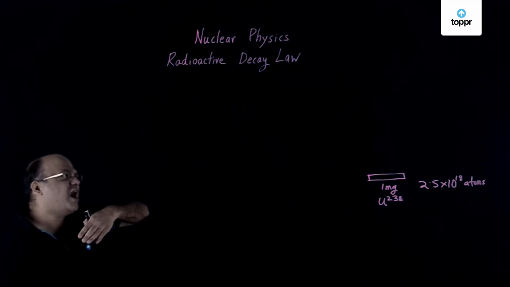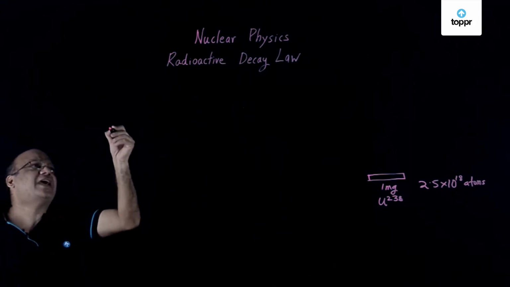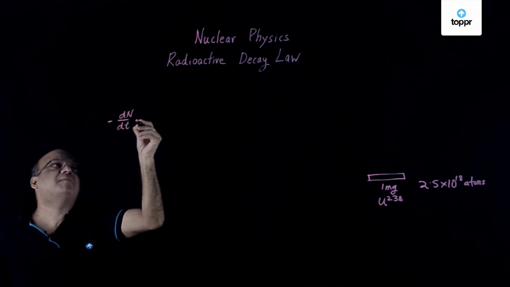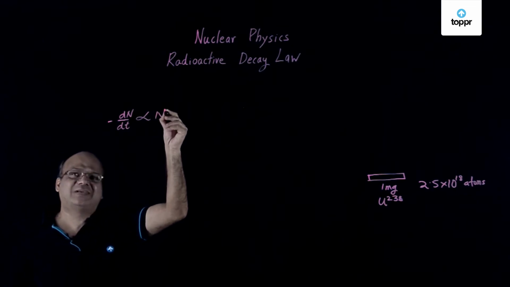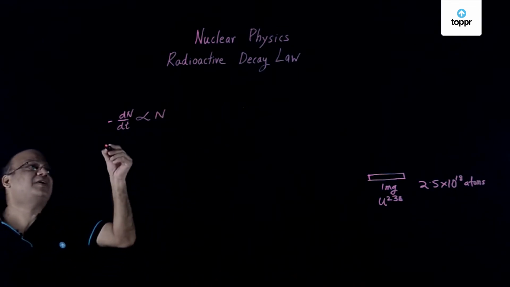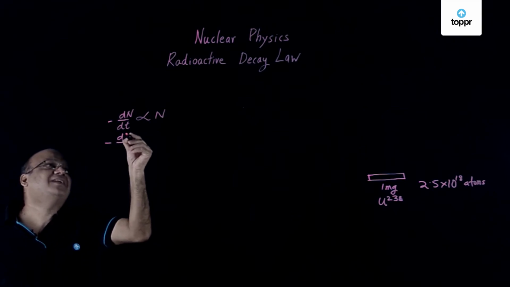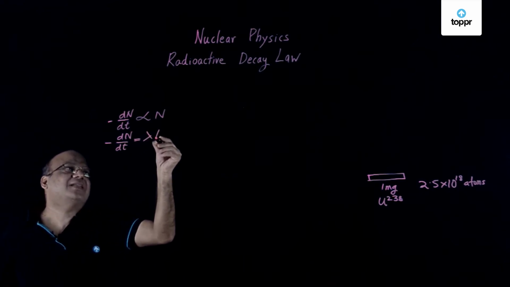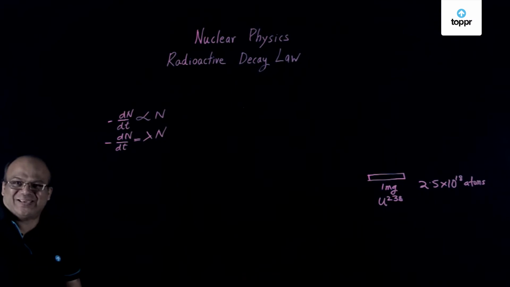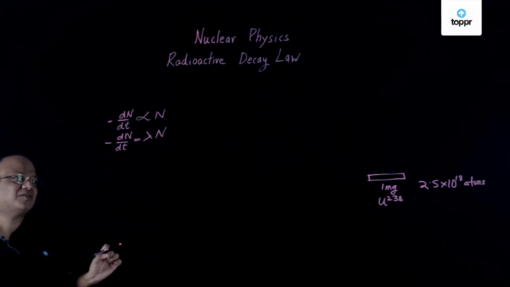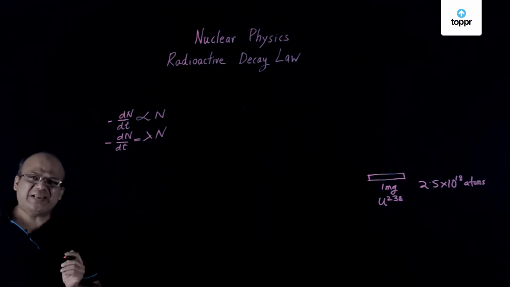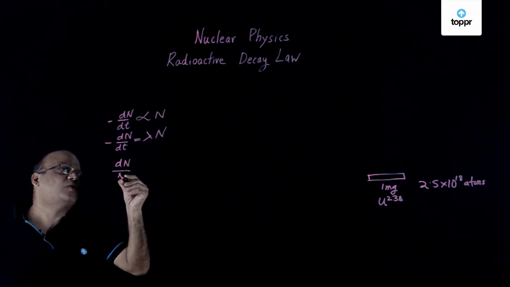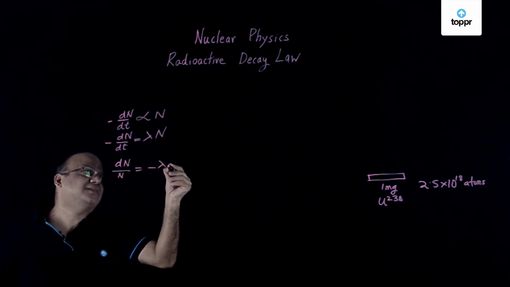Now, for a large number of nuclei, the rate of decay, which is minus dN/dt, is proportional to the number of nuclei. Now, we can put a constant there that is known as decay constant. So, minus dN/dt is lambda N. Lambda is called decay constant or disintegration constant. Now, we can integrate this. We can write this as dN/N equal to minus lambda dt.